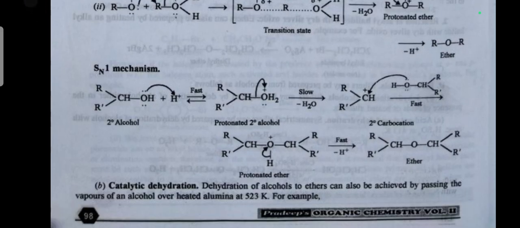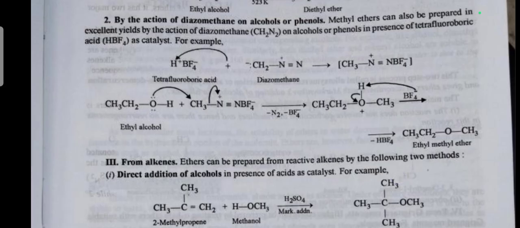Catalytic dehydration. Dehydration of alcohols to ethers can also be achieved by passing the vapors of alcohols over heated alumina at 523 Kelvin. By the action of diazomethane on alcohols or phenols, methyl ether can also be prepared in excellent yields by the action of diazomethane on alcohols or phenols in presence of tetrafluoroboric acid as catalyst.